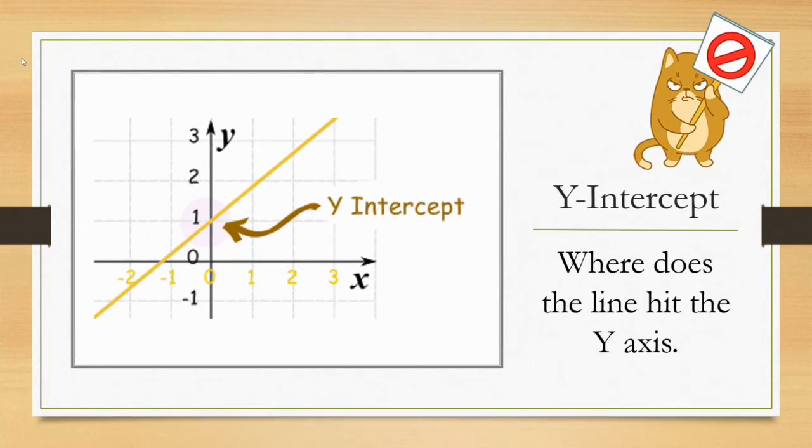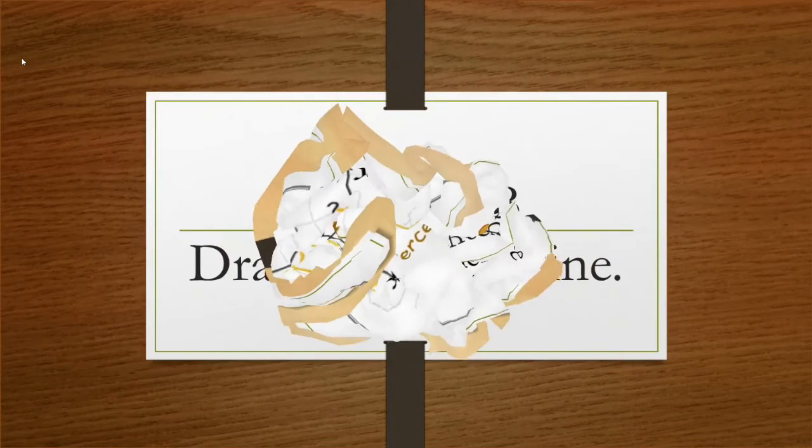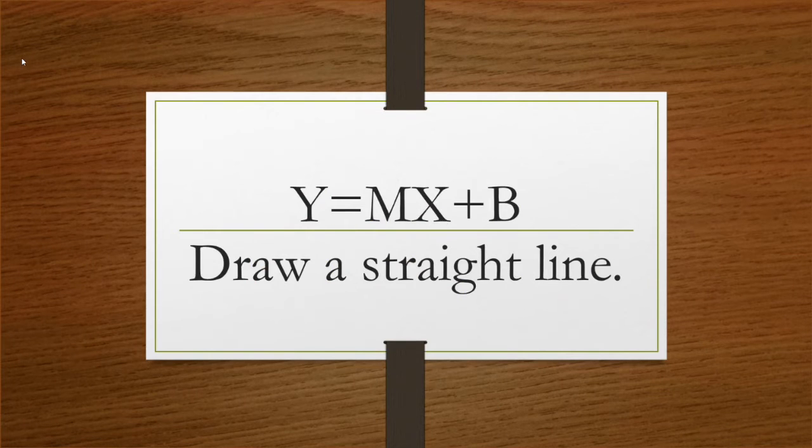Now let's look at the y-intercept. I said that the equation y equals mx plus b means we're drawing a line on a graph. The y-intercept is where that line hits the y-axis. So where x equals 0, and there's that y line going up and down. The important thing to remember is that y equals mx plus b means we're drawing a straight line.